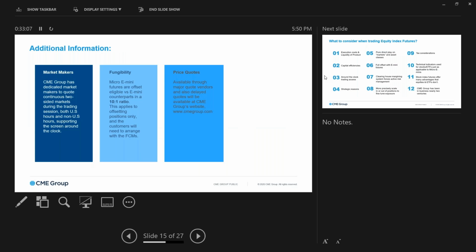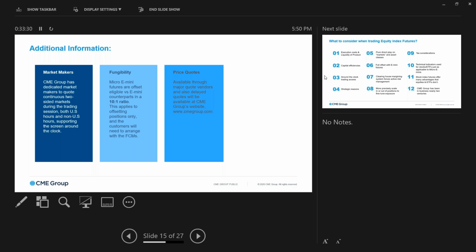So here are a couple more pieces of information to support the screen liquidity. At CME Group, we always have market makers supporting the market around the clock, so you won't find any bid and offer gap in between when you try to trade, buy or sell, on the screen.